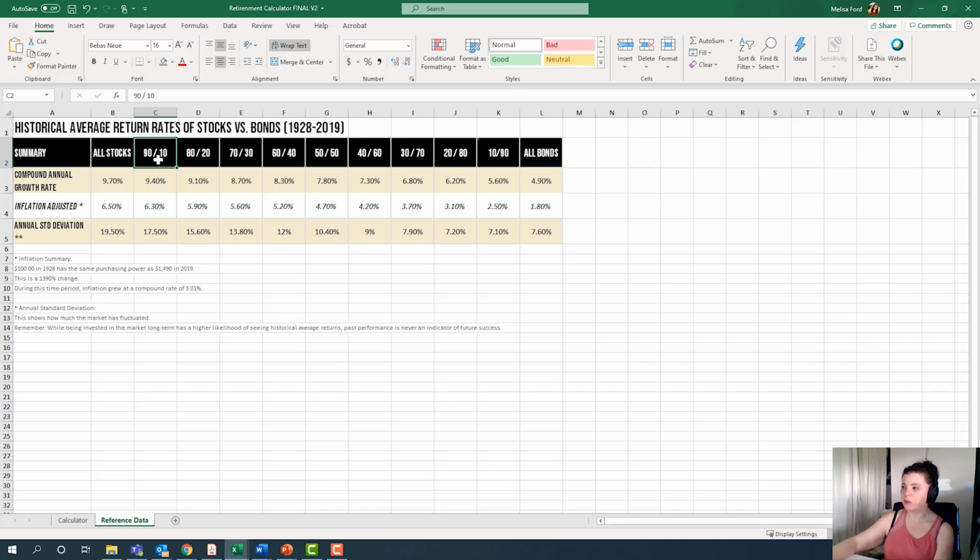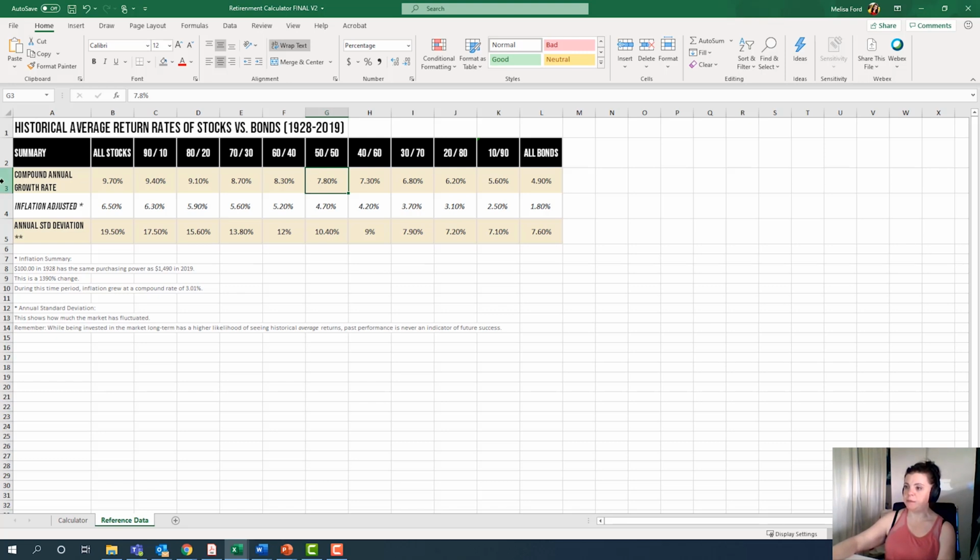And you can go through and figure out what you're going to use as your reference point depending on what your portfolio allocation looks like. I have chosen to use as the example a 50-50 portfolio allocation, which means you've got 50% in stocks and 50% in bonds. But it could be completely different. It really depends on how risk averse you are and what you like to invest in.